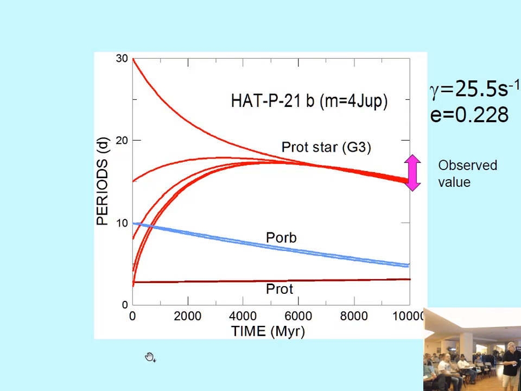What is interesting is that here is the orbital period, how it evolves, and this is what is expected for the rotation of the star, and this is the observed value. So I am observing that indeed, in the case of this star, the star has a rotation whose period is larger than the orbital period, and it is larger exactly in the proportion that I expect making the calculations.